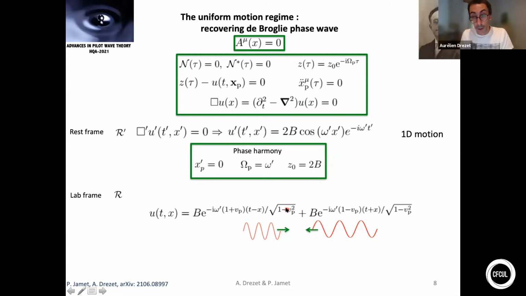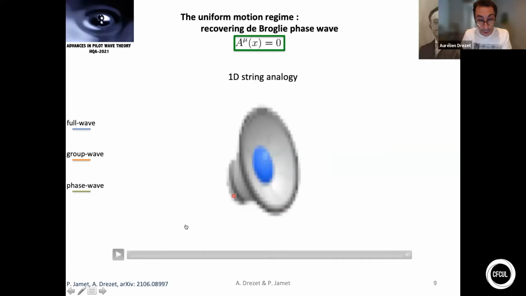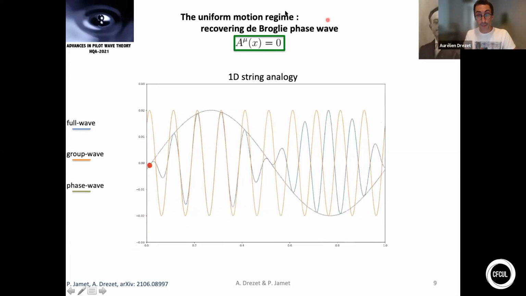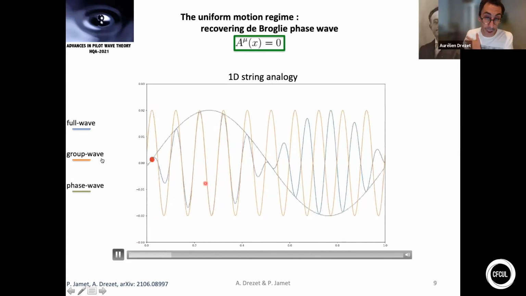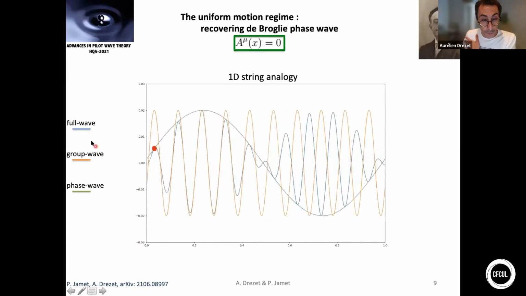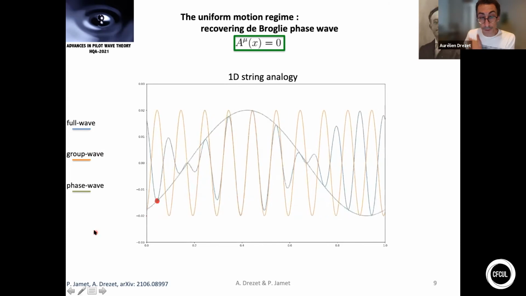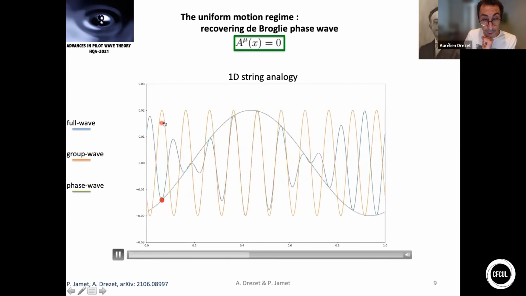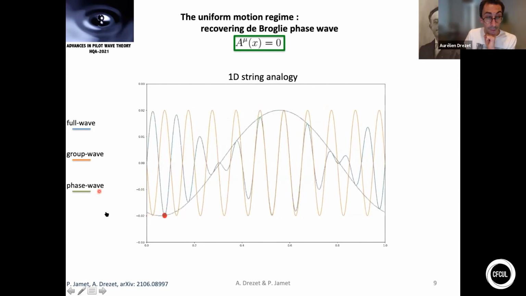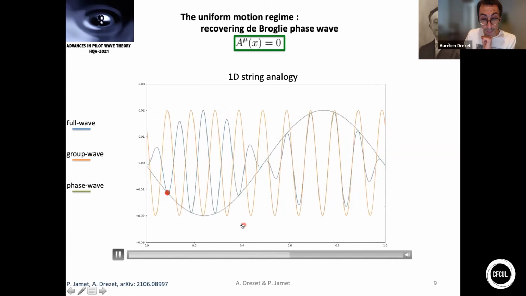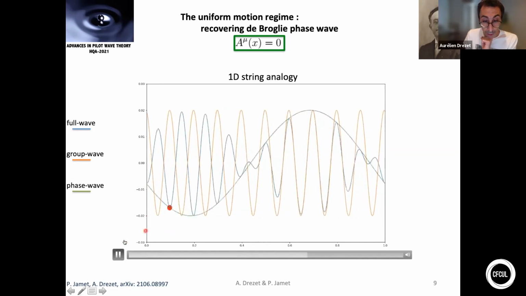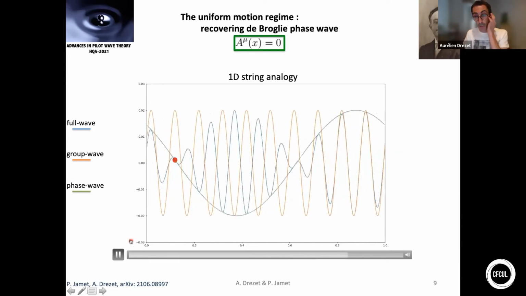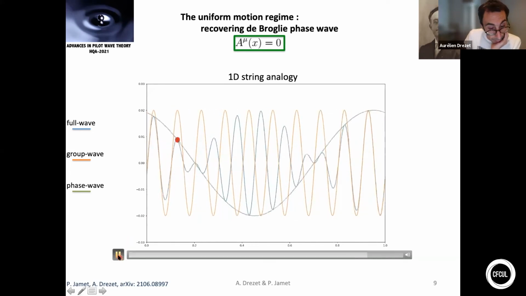Now I want to show you briefly an animation to see how it works. This is based on a 1D string analogy from our previous paper. The total field is in blue, so you can see it's a complicated pattern. You have the group wave, which is moving very slowly at the velocity of the particle, and you have the phase wave, which has a very long wavelength and goes very fast, faster than the particle, by the way. This is a good illustration of the dynamics of de Broglie. Okay, let me stop that.